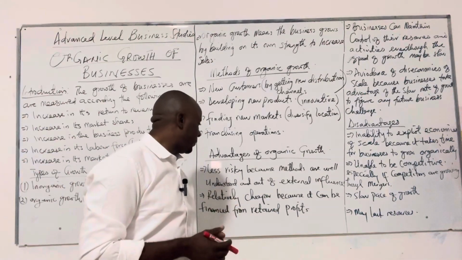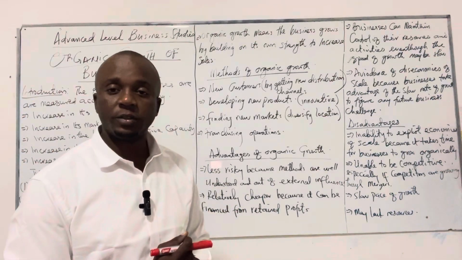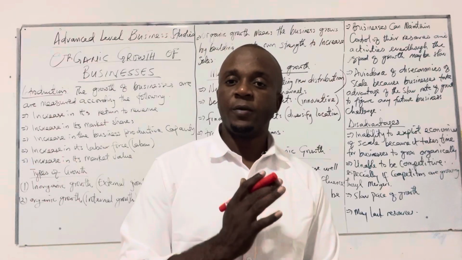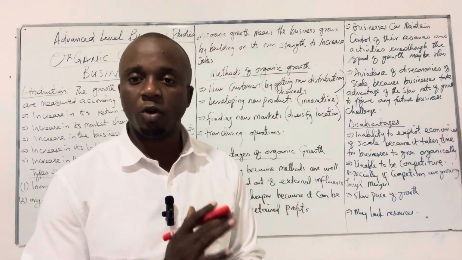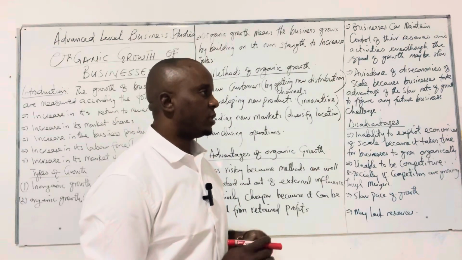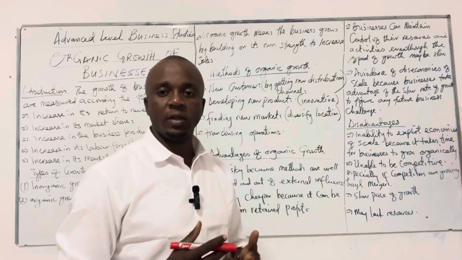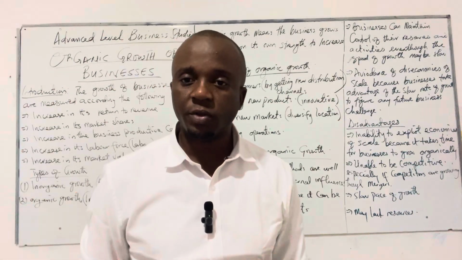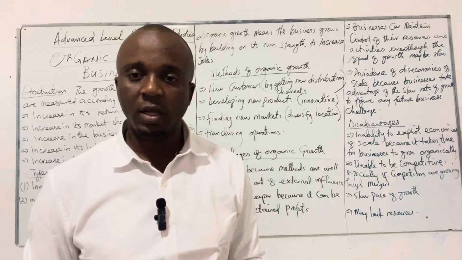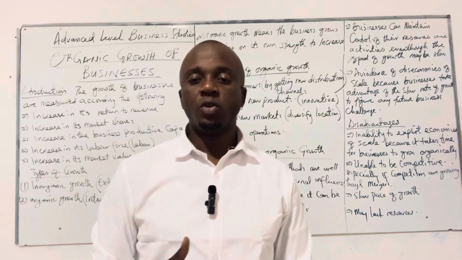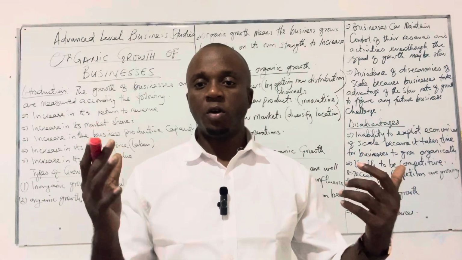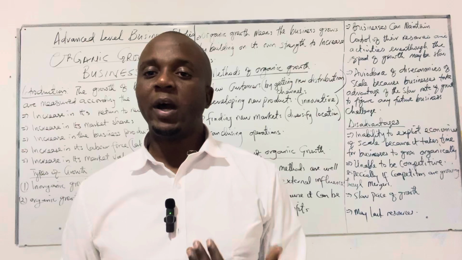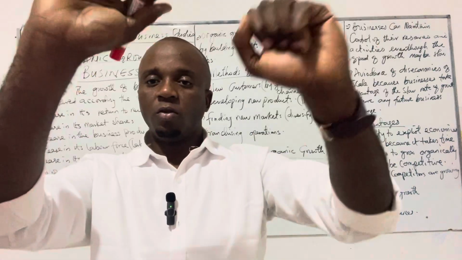It is less risky. It is relatively cheaper because it is financed by the plowback profit or by retained profit. Then it is also controllable. The business can control its resources and control its decision making. Then the business can also avoid these economies of scale. So these are the four advantages of organic growth of firms.